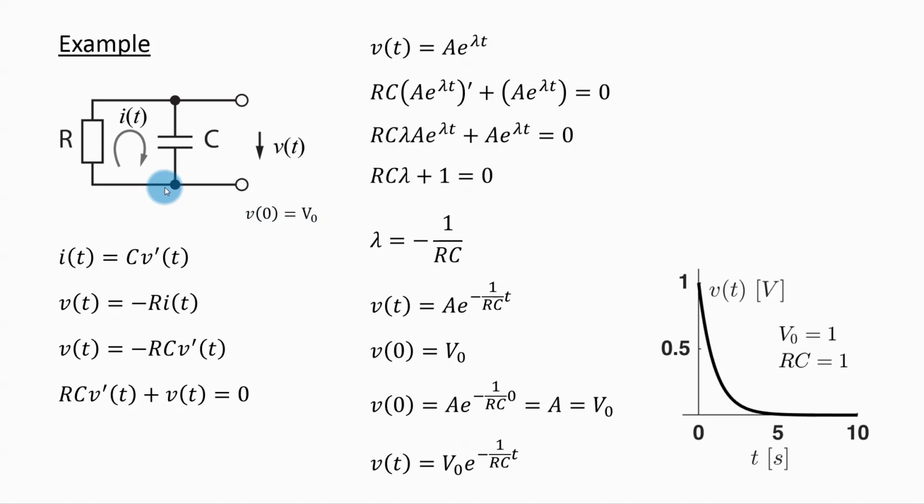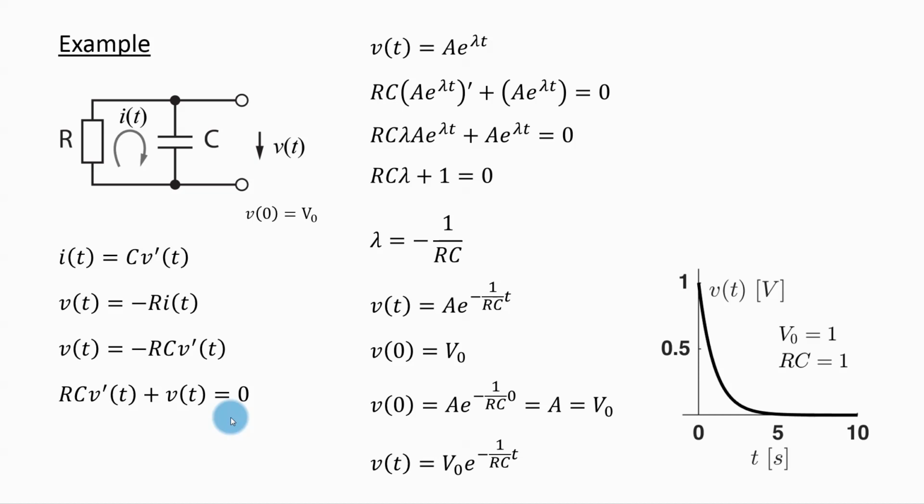Well, first I have to describe this system using a differential equation. From basic circuit theory, I should know that the current through the capacitor is proportional to the derivative of the voltage on the capacitor, with constant of proportionality equal to the capacitance. And from Ohm's law, I get that on this resistor, this is the relationship between the current and the voltage. When I substitute the first equation into the second one, I get this. And when I put all the expressions containing my unknown function to the left-hand side, I get this. And this is an ordinary differential equation with constant coefficients.